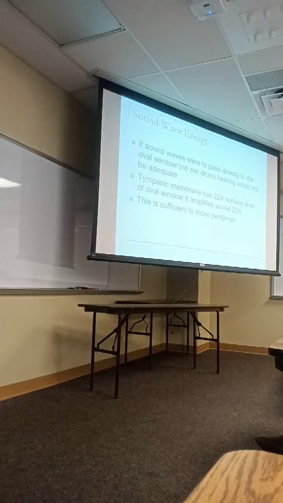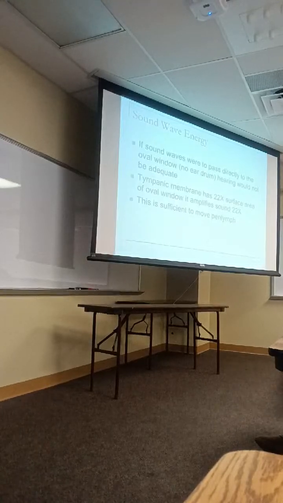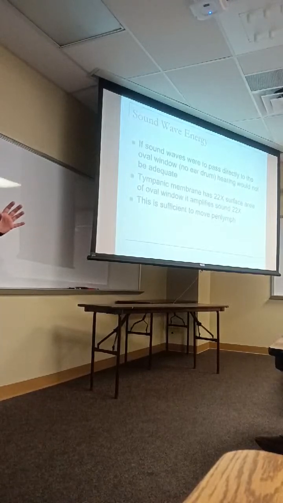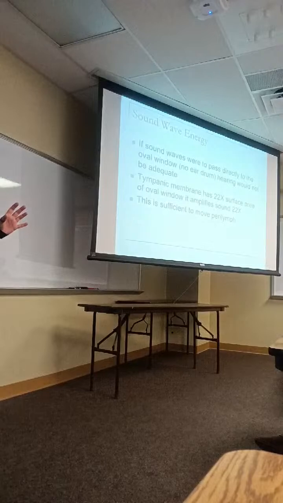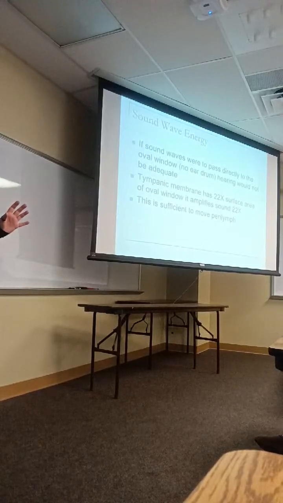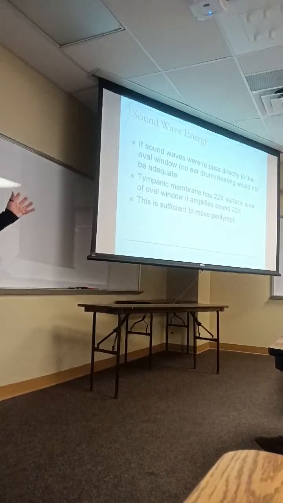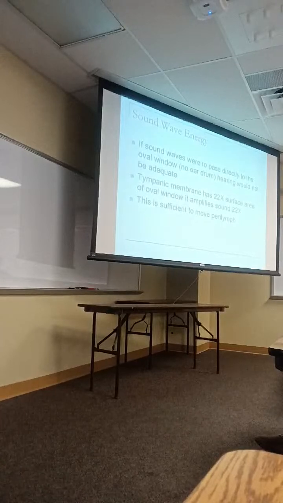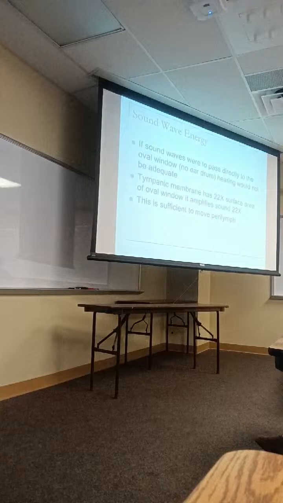Now, when we compare it, the eardrum has roughly 22 times the surface area of the oval window, which means it's going to amplify it 22 times more than what the oval window would be able to do without it. So basically, it's like cranking up the volume. It's going to make those sound waves bigger so they can push all those fluids properly. So again, this is why if you have damage to the tympanic membrane or it's completely ruptured, your hearing goes out the window because you don't have that amplification.